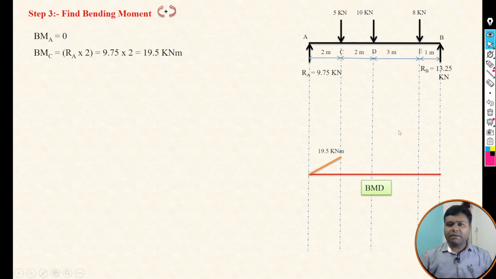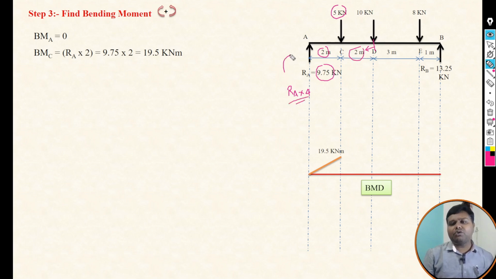Again, by taking moment at D point, there are two forces on the left of that D point, that is RA, 9.75, and 5. So the moment will be RA into perpendicular distance, how much? 4 from D point, 2 plus 2 from D point, it is 4, and due to the clockwise moment it is positive. Then the moment of this 5, it is anti-clockwise, so minus 5 into perpendicular distance from D point, it is 2.